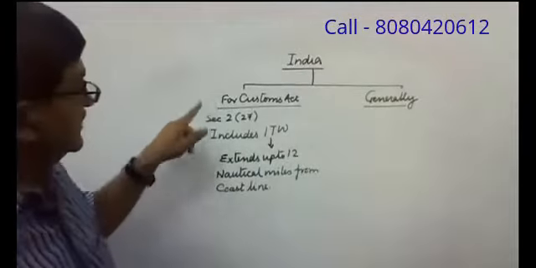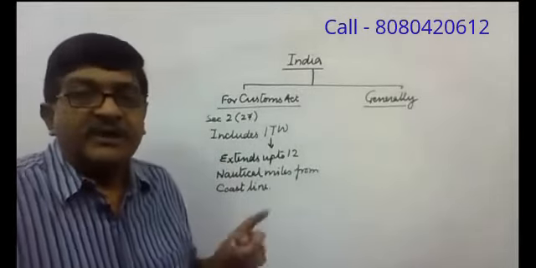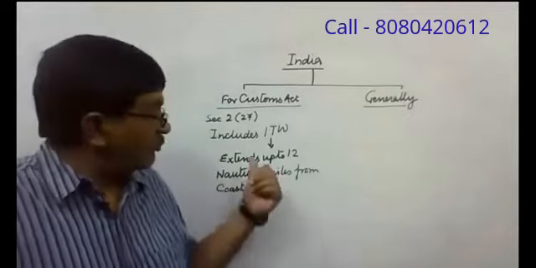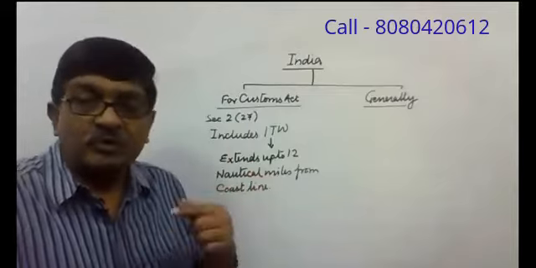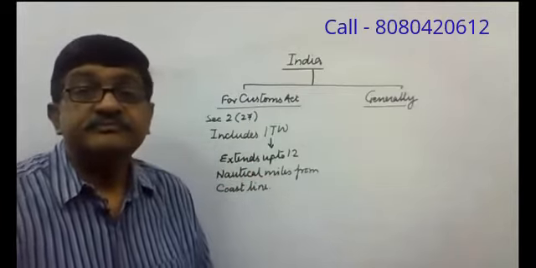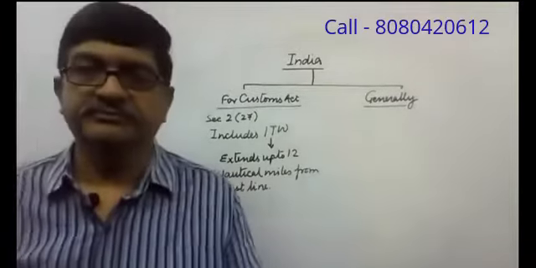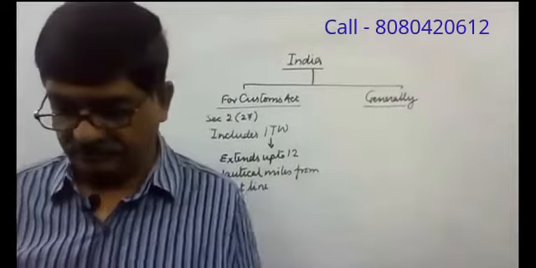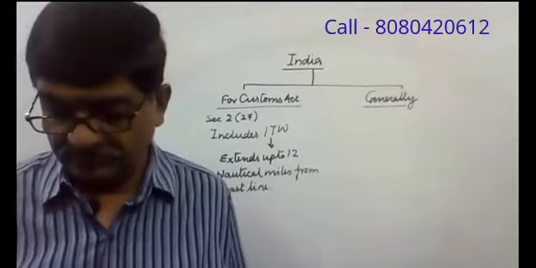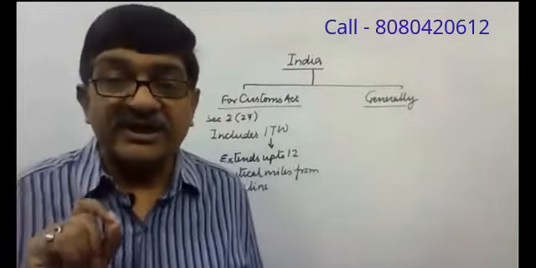See here. For Customs Act, when we say customs, meaning for the purpose of duty, India includes Indian territorial water. And territorial water extends up to 12 nautical miles from the coastline. Nautical miles means how much? 1 nautical mile means what? So 1 nautical mile is equal to 1.8 kilometers.